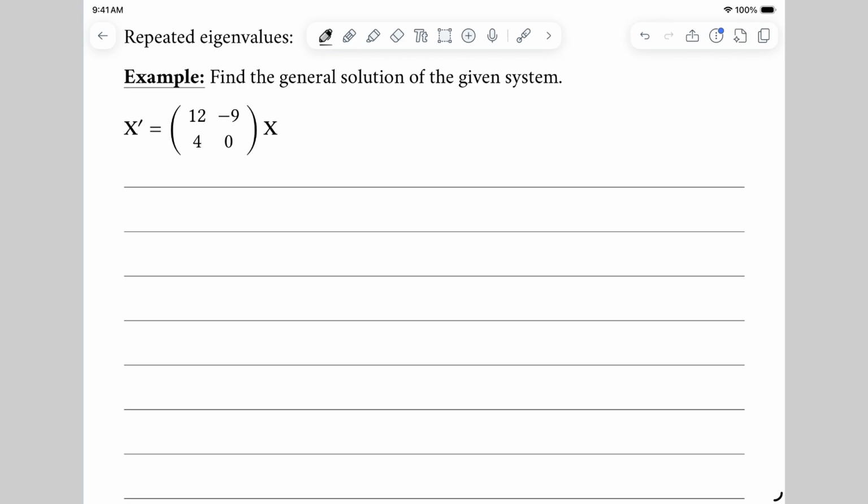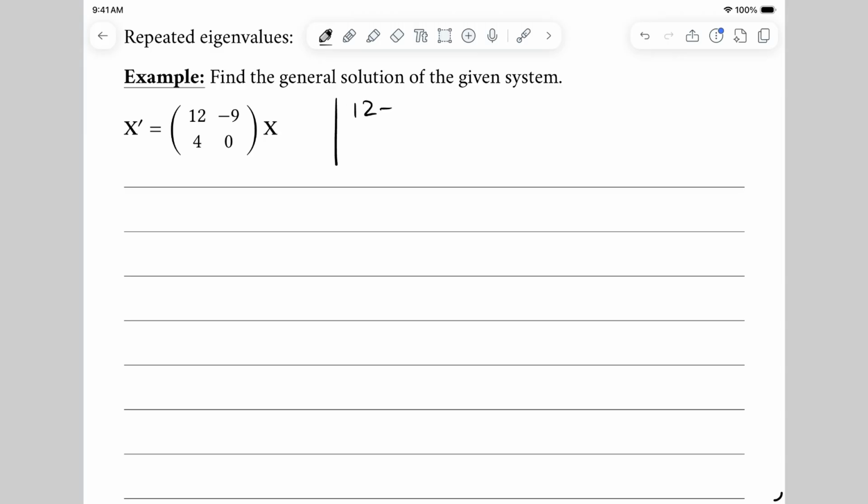I mentioned repeated eigenvalues in the previous video, but I didn't really tell you what that meant. And we're going to see it now. We have a system, x prime equals the matrix [12, -9; 4, 0] times x. We're to find the general solution of the system, and we start by finding our eigenvalues.